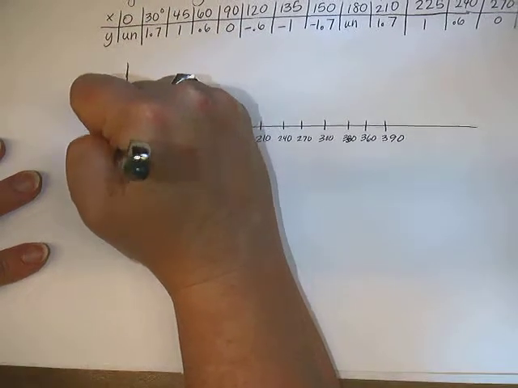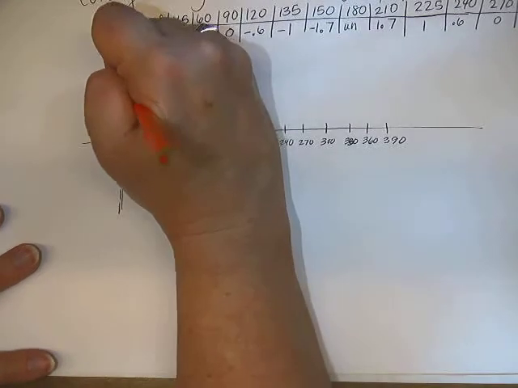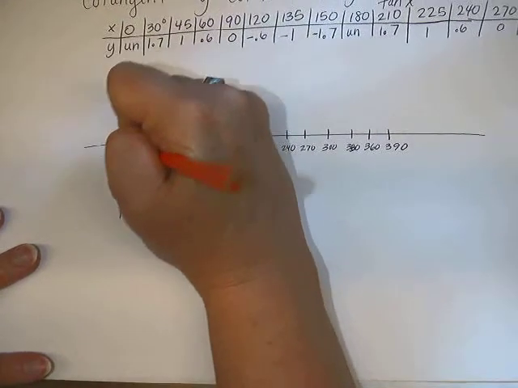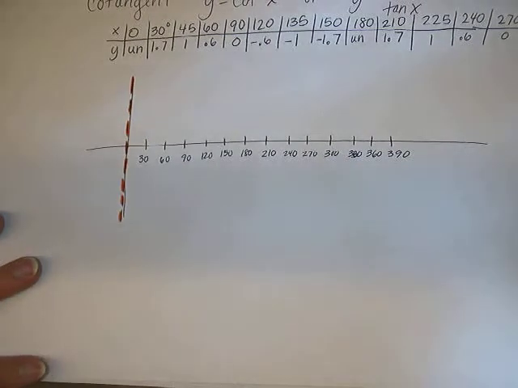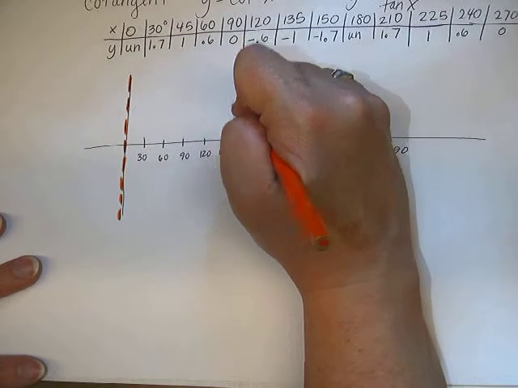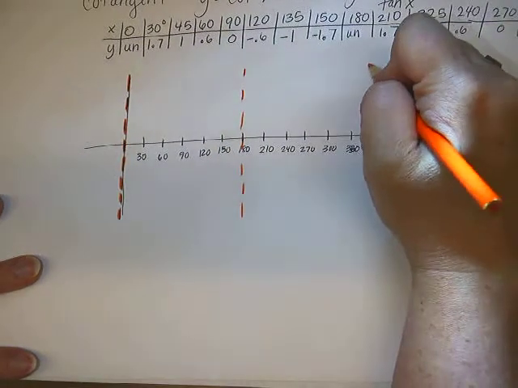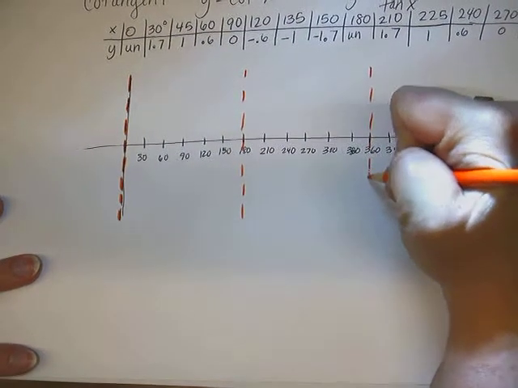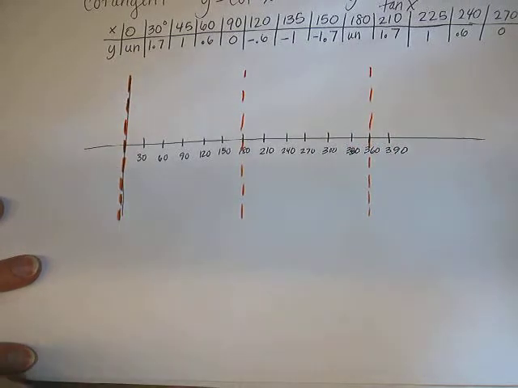It's hard to draw asymptotes on the axis when you're using the same color. Sometimes I like to use colored pencils to make it more obvious where those asymptotes are. Maybe I'll just put all the asymptotes in first. So I know there's one at 0, and I know there's one at 180. And then there's another asymptote at 360, because 360 is the same cotangent values as 0.